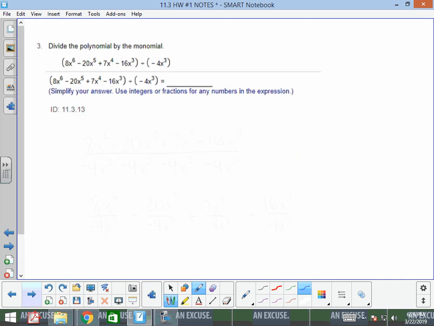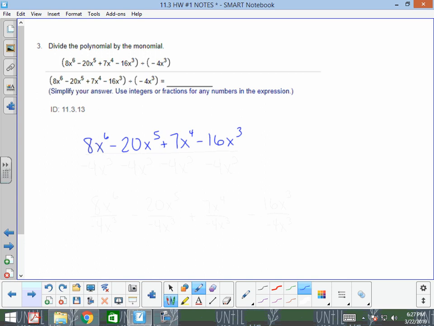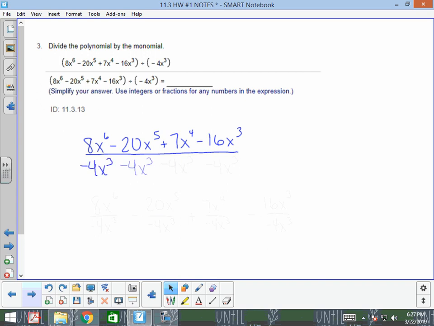All right. Number 3. And again, if you need to slow down, just pause the video and write this down. All right, so we have the dividend divided by each term in the dividend divided by the divisor. So we have 4 terms that we're dividing by negative 4x to the 3rd.